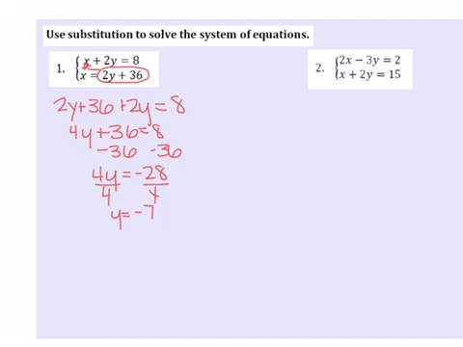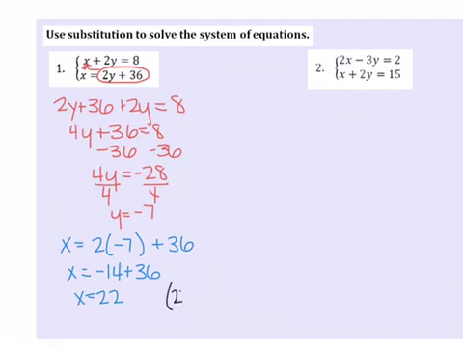From here, this is my step 4 then, where I'm substituting the y back in to one of the original equations. So I'm going to actually use the second one with the x equals because it's going to be a little easier for me. It's already set up. So I'm going to get x equals negative 14 plus 36. So x is going to equal 22. So my final solution is going to be 22, negative 7.